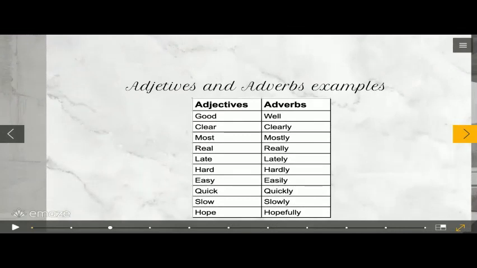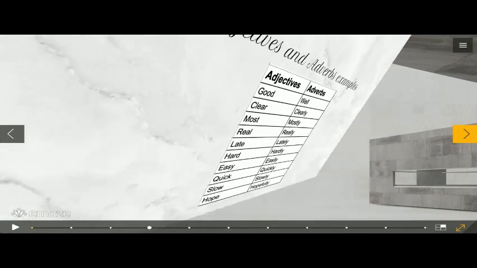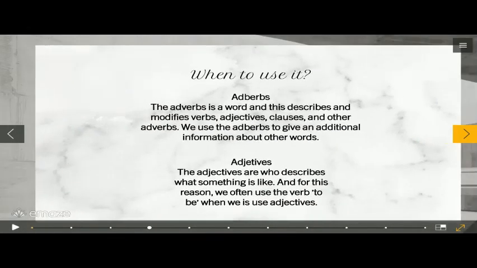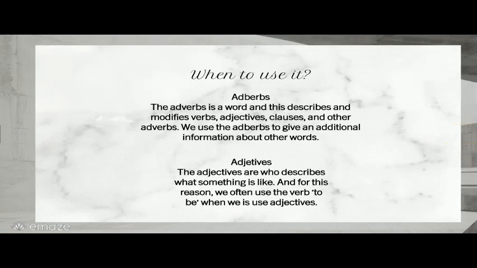These are more examples for adjectives and adverbs. When do you have to use them? Adverbs. An adverb is a word that describes and modifies verbs, adjectives, clauses, and other adverbs. We use adverbs to give additional information about other words.